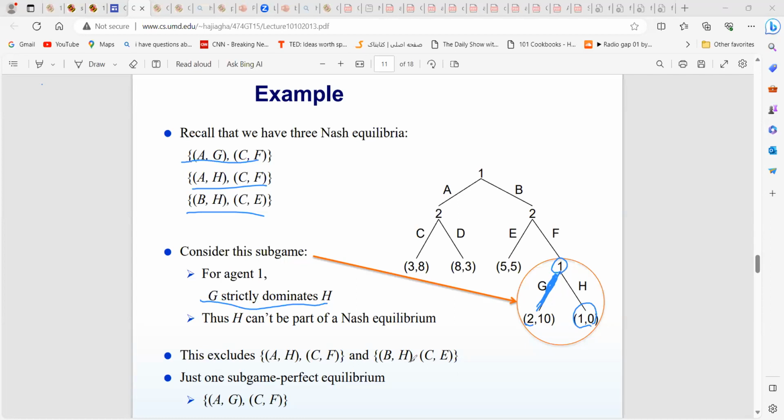Here this is important. Among these three Nash equilibria that we discussed, when we talk about subgame perfect equilibrium, AH and the other one cannot be SPE. They can be pure Nash equilibria, but they are not SPE. Why? Because for agent one they are taking H, which is a stupid move. So here there is only one subgame perfect equilibrium, which is AG and CF. So among the three of them, only one is the good one in some sense.